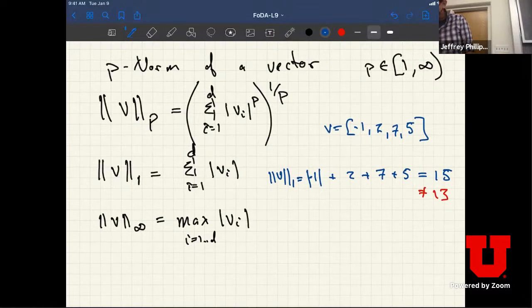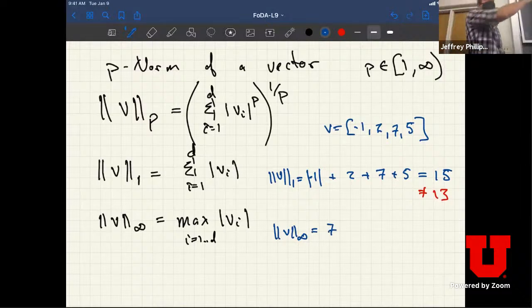Okay, if I take the infinity norm, this is just the max of the absolute values. So this one is also pretty easy. It's just 7, right? That's the one that's the biggest. And if I had a -7 instead of a 7 there, it would still have to be 7. It's the absolute value of that term there.